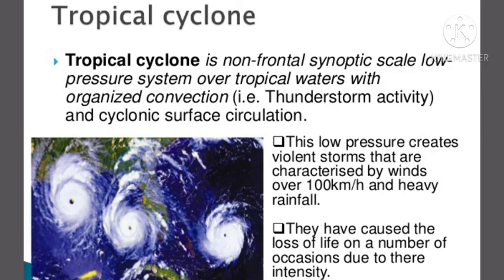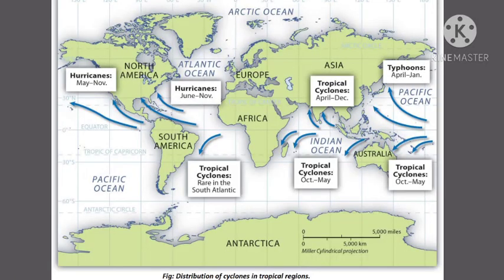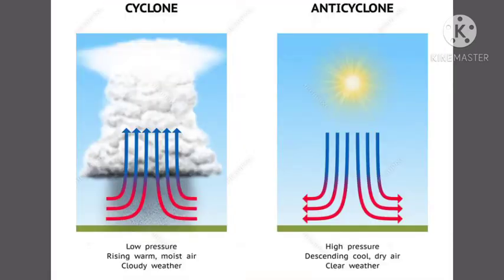If we talk about the development of these tropical cyclones, most of the tropical cyclones develop in a belt of 8 degree to 15 degree north and south latitude. And as I told you, the cyclones are divided into two parts, that is cyclone and the anticyclone. So what are these? First, let's see what a cyclone is.